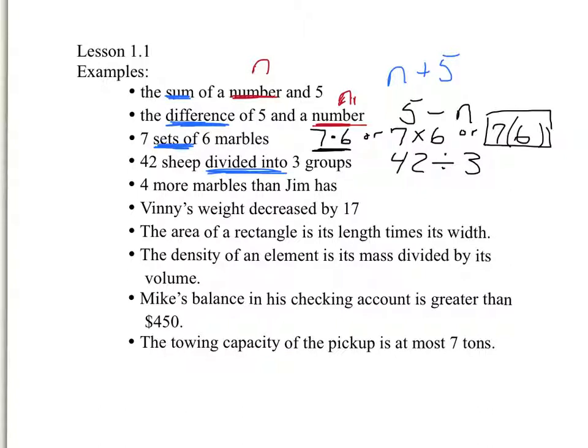Okay, the next one says 4 more marbles than Jim has. All right, the thing that we don't know there is how many marbles Jim has. And so I'm going to call that J.